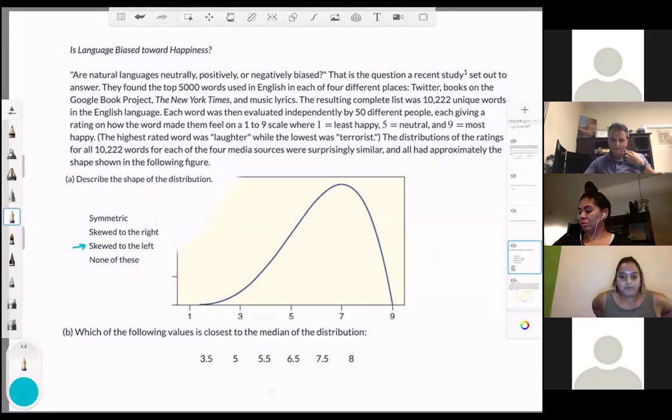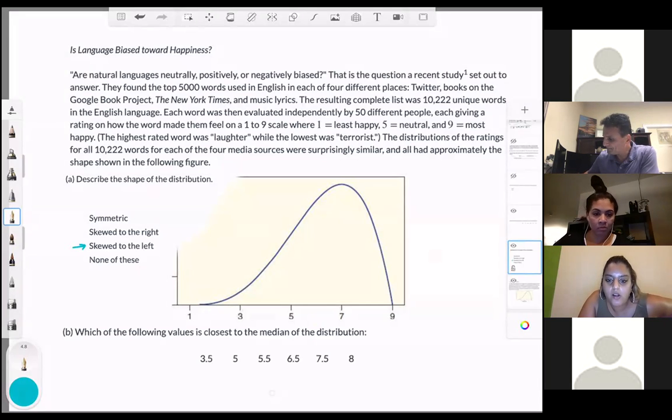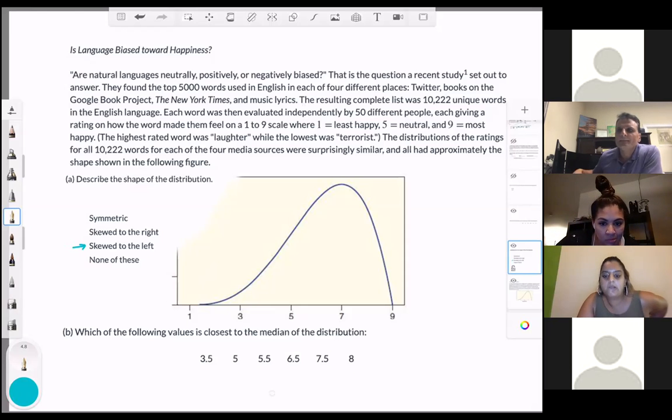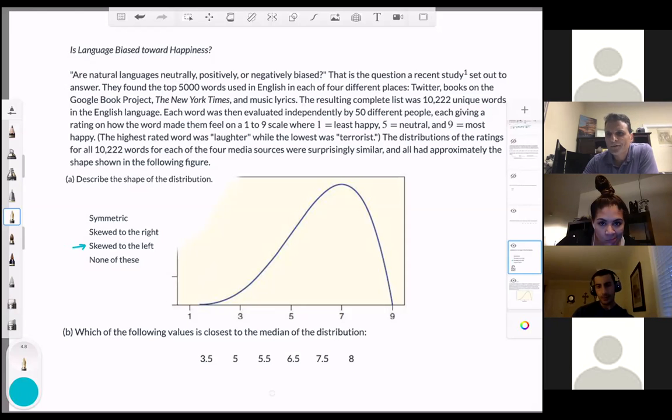Which of the following values is closest to the median of the distribution? The median. This is a homework question, correct? You guys have done this? 5. Who was that? Musa. Oh, you turned the light on. Yeah, I have one now.